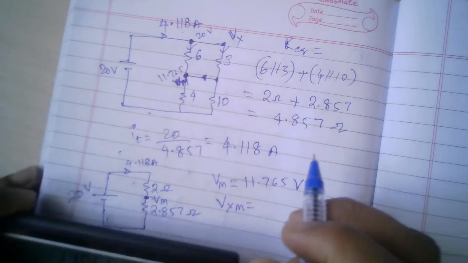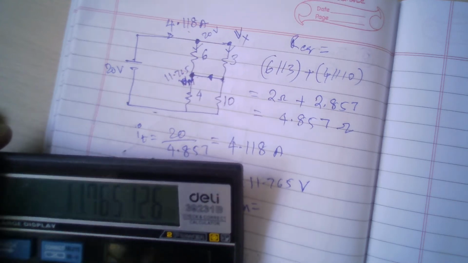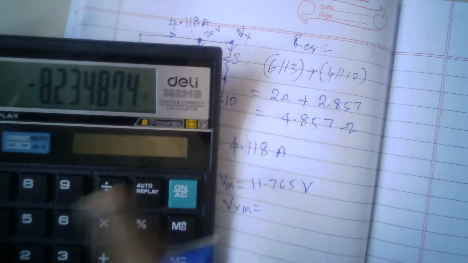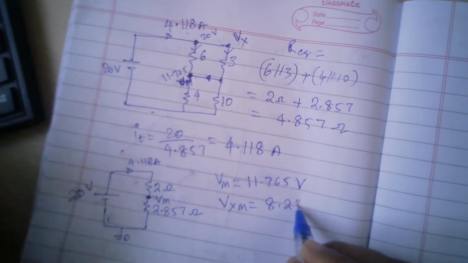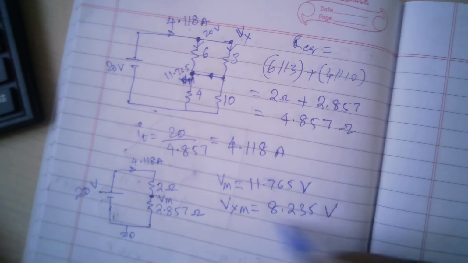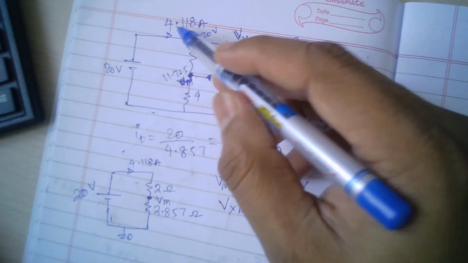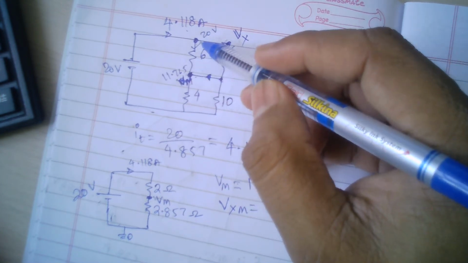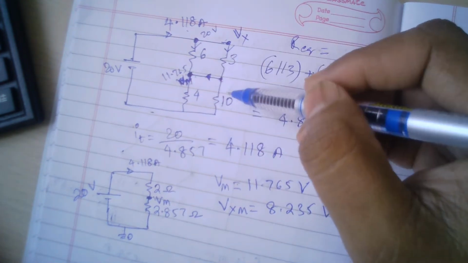Okay, so that will be nothing but 20 minus this number. Okay, so minus 20 I will do. I just did the reverse, so 8.235 is the answer, 8.235 volts. So this is the voltage between these 2 points. So how will the current of 4.118 be separated between these two? Simply this divided by 6 will give me this current, and divided by 3 will give me this current.